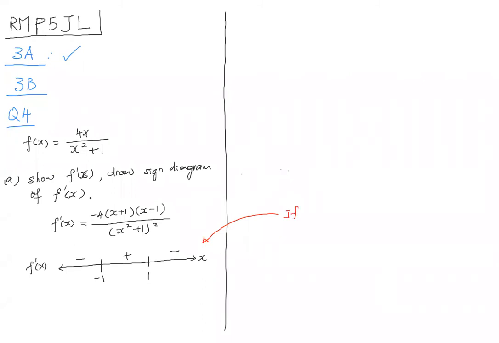If f prime x is less than 0, we put a negative sign. This implies my y equal to f(x) is decreasing. You see, these are all the information that you must have in mind.